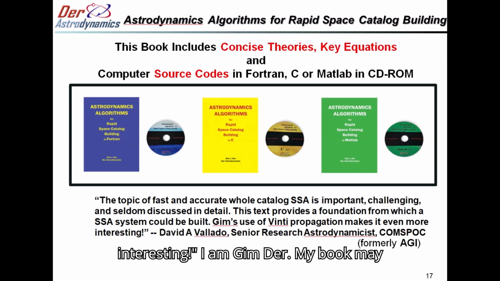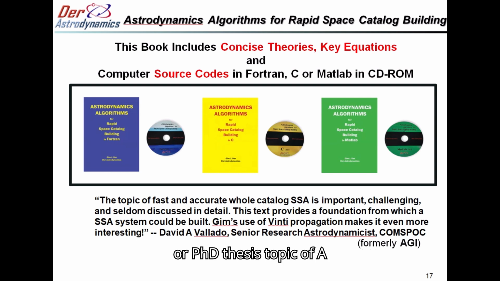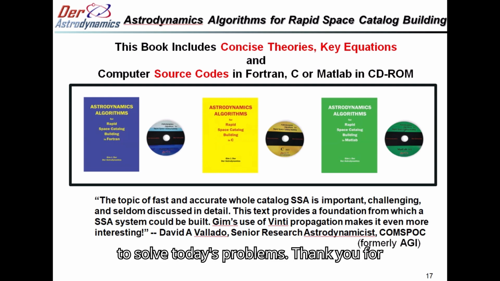I am Jim Woo. My book may help a student to ace a course or shorten the learning curve of a master's or PhD thesis topic of astrodynamics, orbital and celestial mechanics. Also, the concise theories, key equations, source codes in Fortran, C, or MATLAB, and over 100 real-world numerical examples may help practicing engineers and scientists to develop new ideas and insights to solve today's problems.